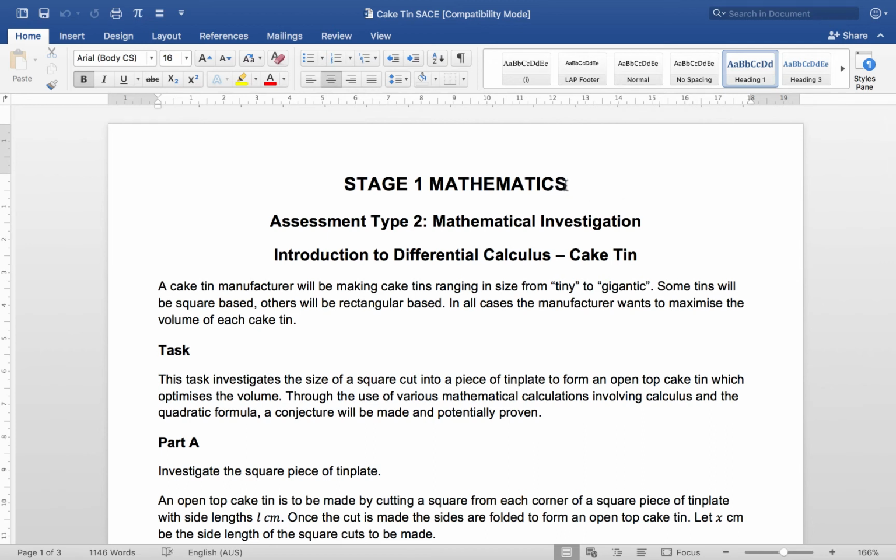Hey guys, welcome to this quick explanation video about the cake tin investigation for Stage 1 Mathematics, and we're through the topic of differential calculus.